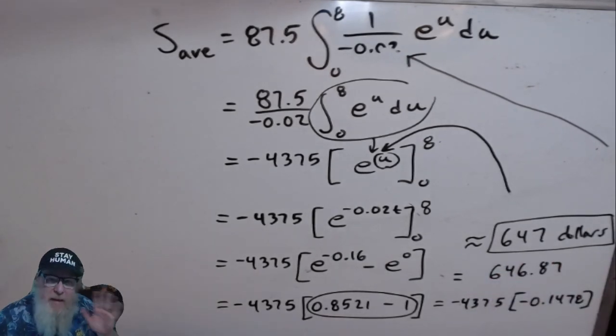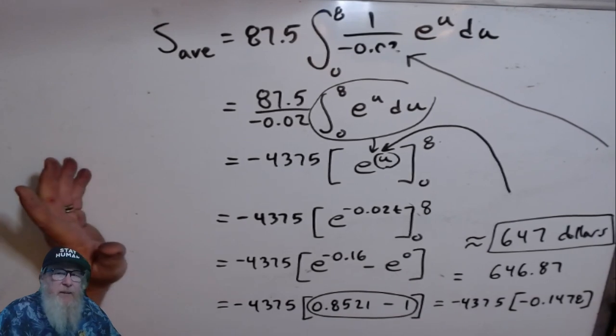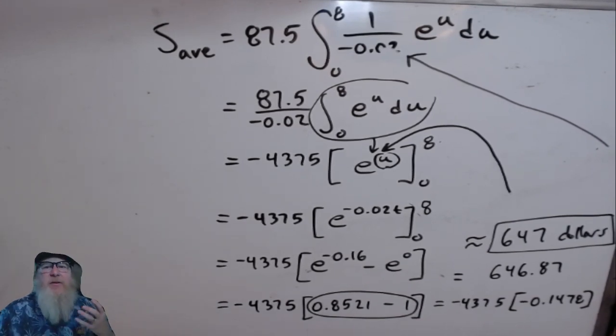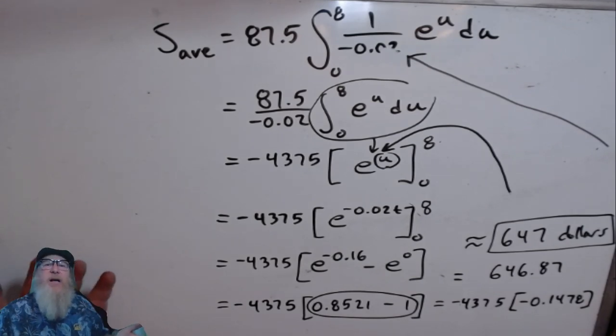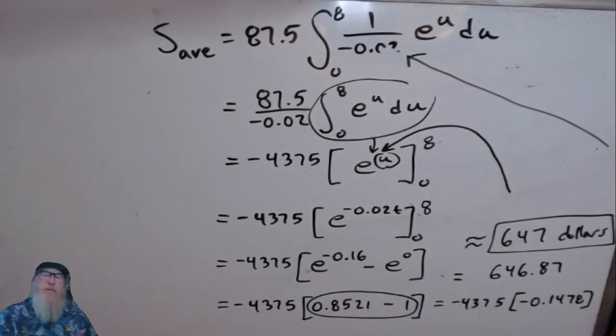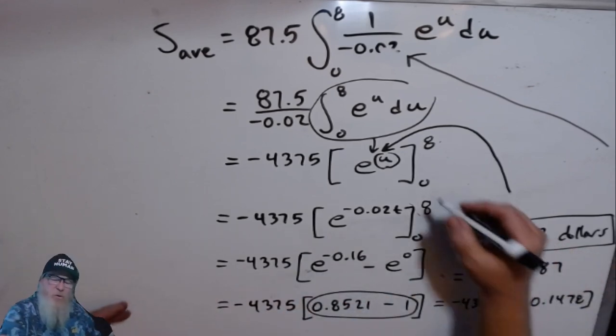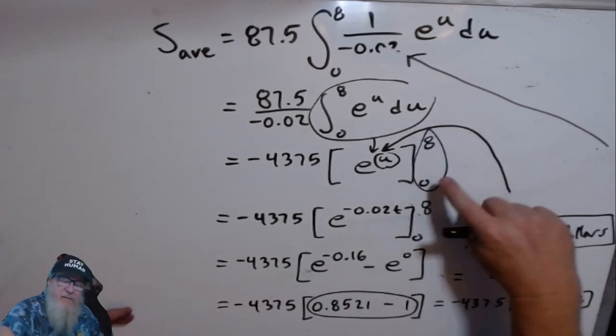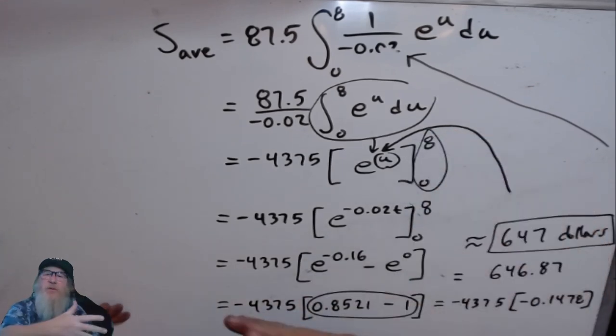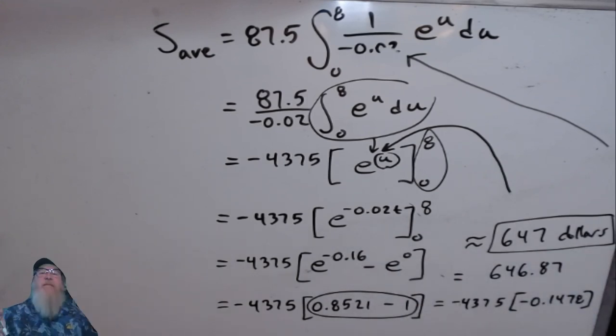And I have to admit, when I first read this problem, my initial instinct was to answer, "Oh, on average you're selling $647." No, that's not what this means. This means over the course of 8 weeks, right? Over the course of 8 weeks, the average is $647. Total sales. Not sales per week, but total.